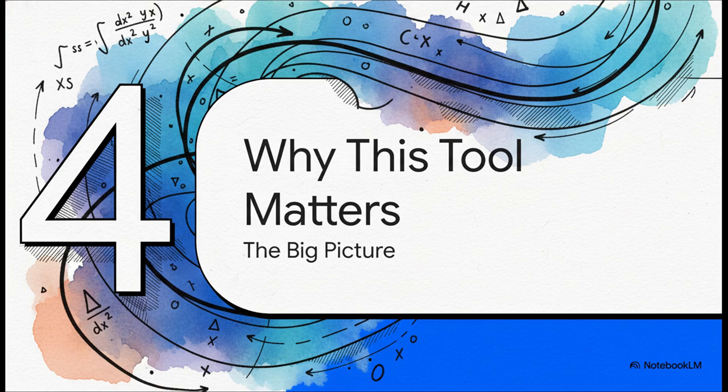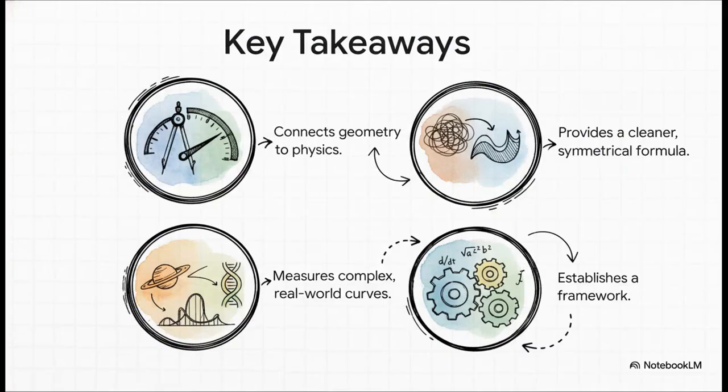So we've seen the formula work its magic, but let's zoom out for a second and look at the big picture. Why is this tool so important? What are the key things you should really take away from all this? I think there are 4 big things. First, we saw this deep connection between an abstract idea like length and a physical one like speed. Second, this parametric formula is just cleaner. It's more symmetrical and often easier to work with.